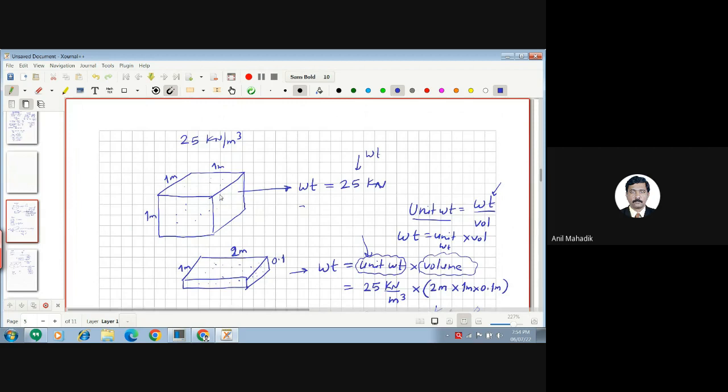So this weight will also be downward. This will also be downward, right? Towards the earth. I hope you got this. Now we have seen that.